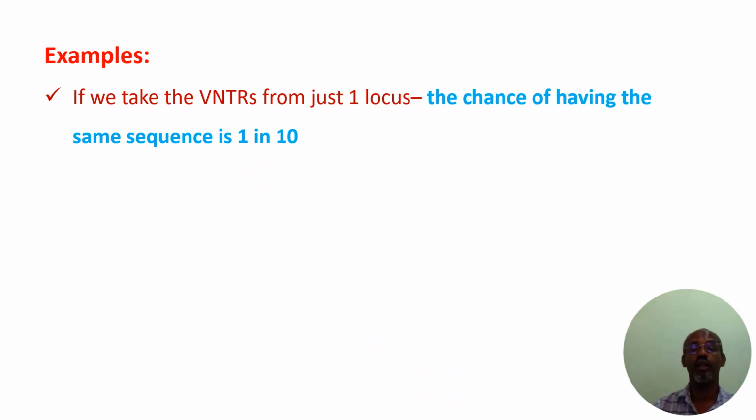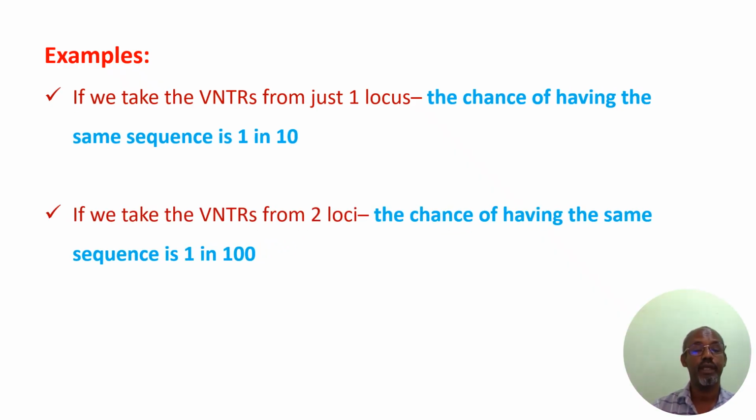It's not 1 in 10. Highly likely that the two DNA profiles will be similar. 1 in 10 the chance. Again, we are increasing the loci. And if we take the VNTRs from two loci, the chance of having the same sequence is 1 in 100. Now you see we are decreasing the chance of two individuals having the same DNA profile.